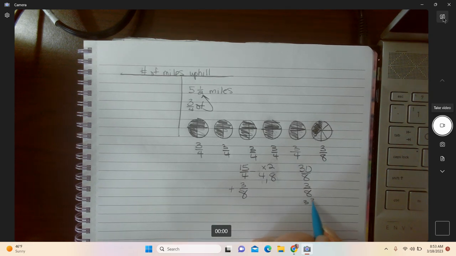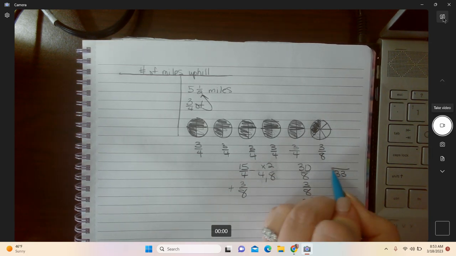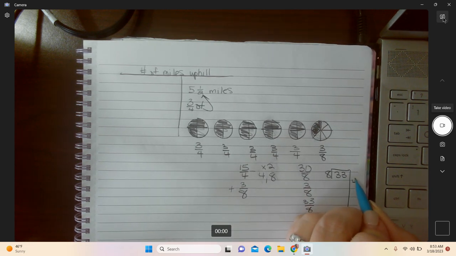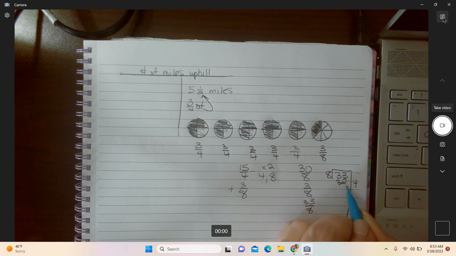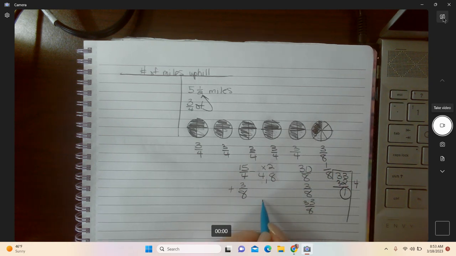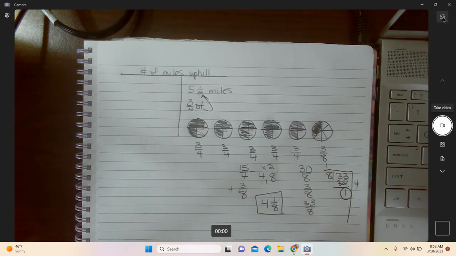You see that? Which, when we divide it up, 33 divided by 8, 8 times 4 is 32. Subtract and we have a 1. Put your 1 on top of the 8. So we have 4 1/8. Anytime you have a 1 on top, there's no simplifying. So that looks like our answer is 4 1/8.